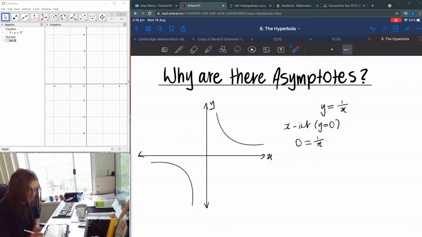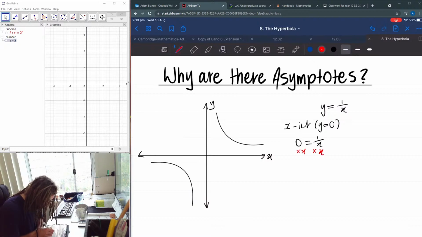And the answer is, it's kind of impossible. If I put a 0 in there, it's going to be undefined. If I put a 1 in there, it's going to be 1. If I put literally any other number in there, it's never ever going to equal 0. And even if I did that, if I multiply both sides by x, then I end up with the statement that 0 equals 1, and I'll pretty much break mathematics. So that's why there's no x-intercept.